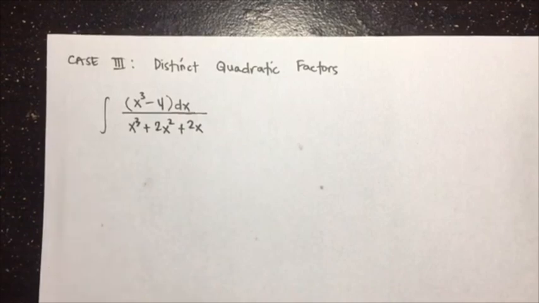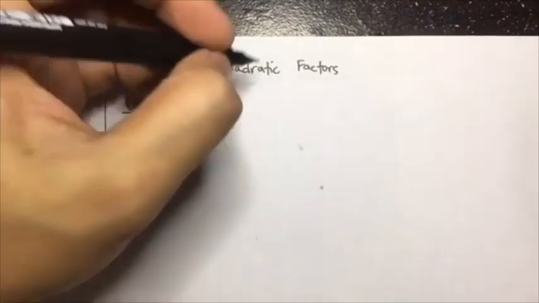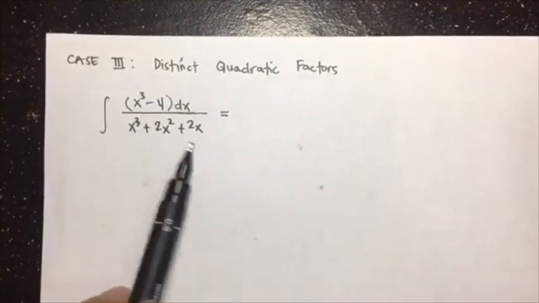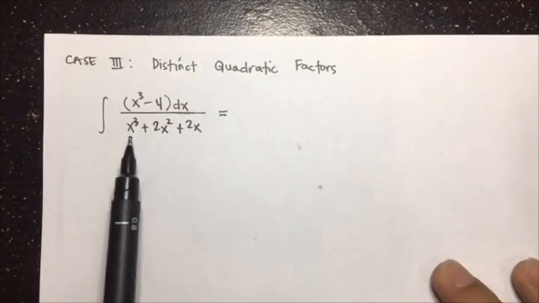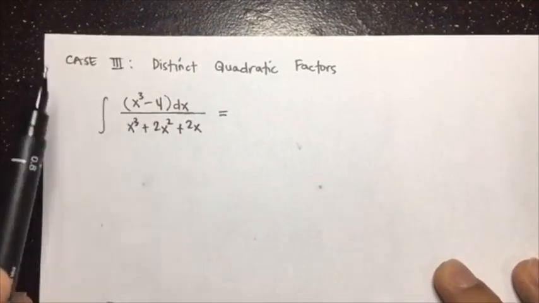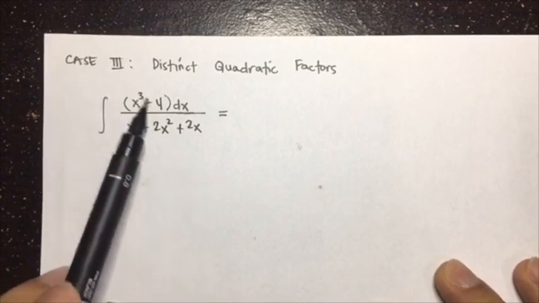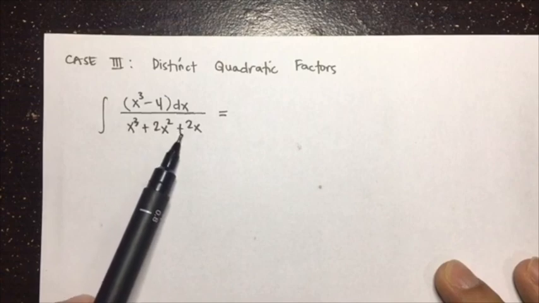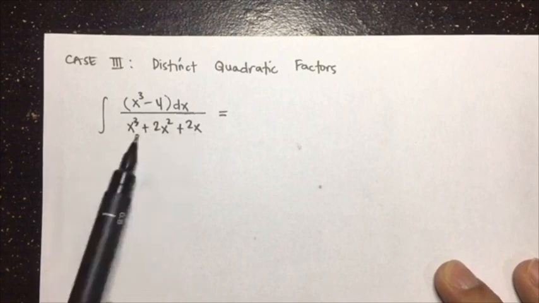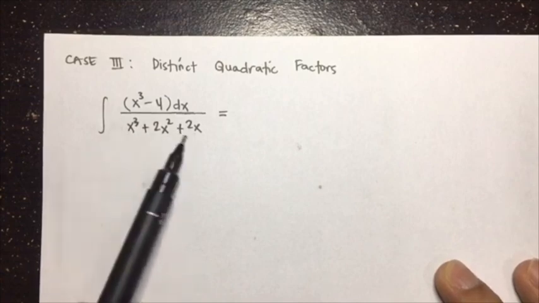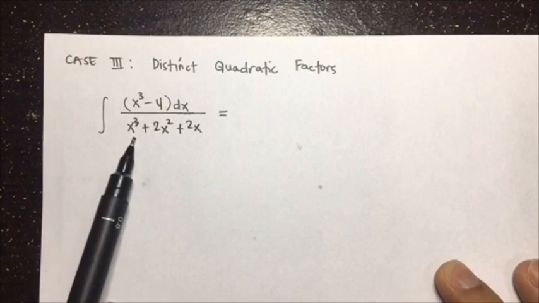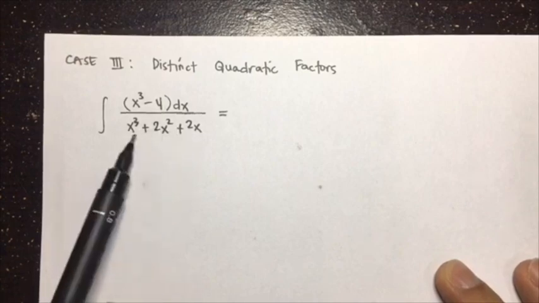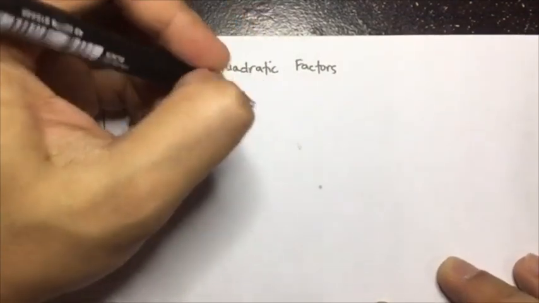The same steps will be applied. First, we will factor completely the denominator. In this case, we'll have this example, integral of x cubed minus 4 dx all over x cubed plus 2x squared plus 2x. Observing the denominator, factoring it completely, we will have a distinct linear factor of x. So let's try to see what will happen.